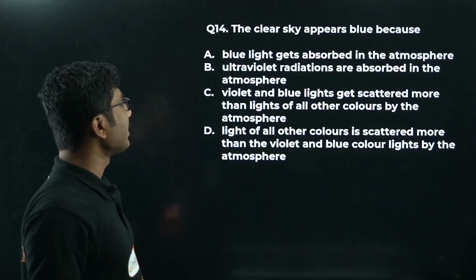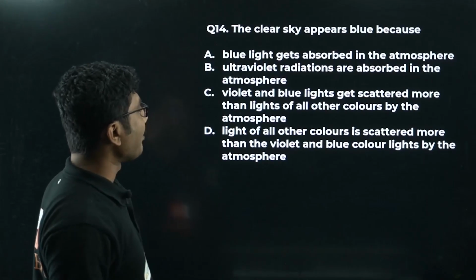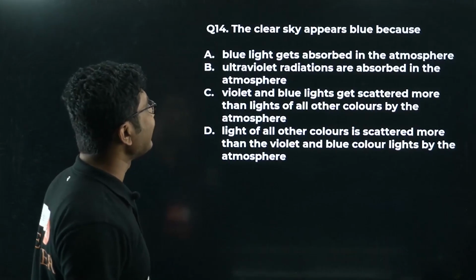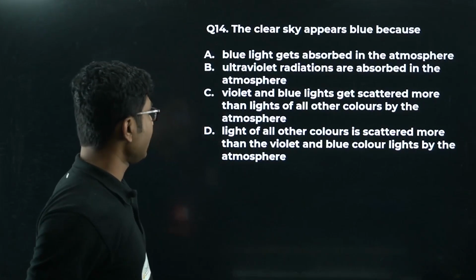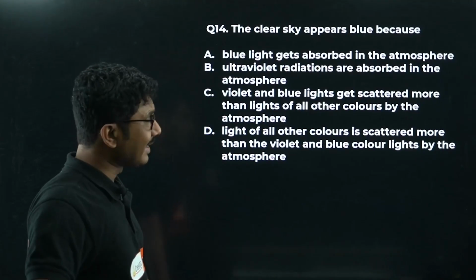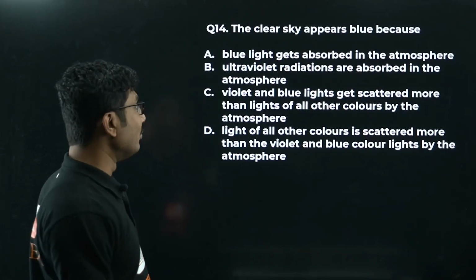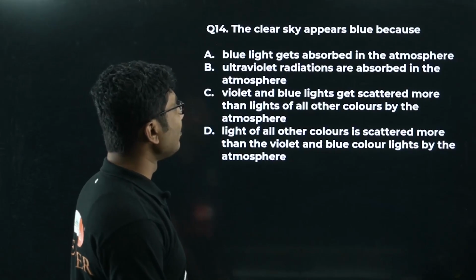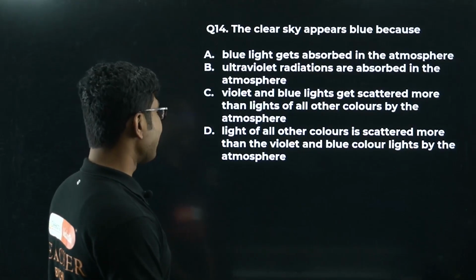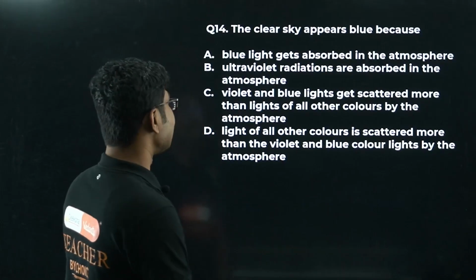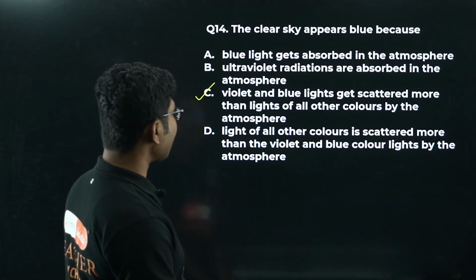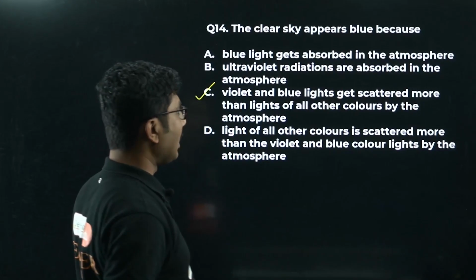Now question number 14. The clear sky appears blue. When you see a clear sky, it appears blue because blue light gets absorbed in the atmosphere? No, ultraviolet radiations are absorbed in the atmosphere. Ultraviolet rays have nothing to do with the blue light. Violet and blue light get scattered more than light of all other colors by the atmosphere. So this is the correct answer. I will explain in a while. Light of all other colors is scattered more than that of the violet and blue light by the atmosphere.